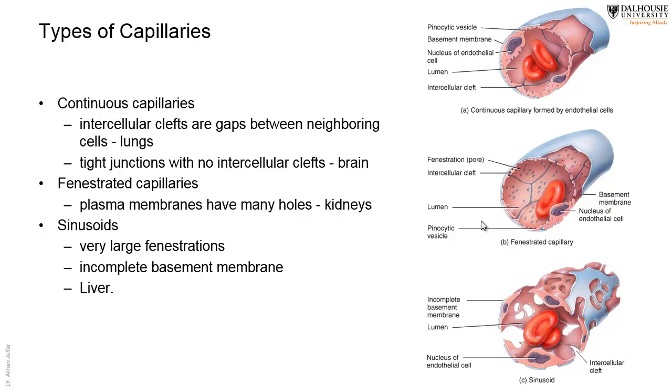So these are the three main types of capillaries. Either they are continuous, they could be continuous with or without tight junctions, or they are fenestrated, or they are in the form of sinusoids, which contain big fenestrations as well as a fenestrated basement membrane. So the structure is always related to function.